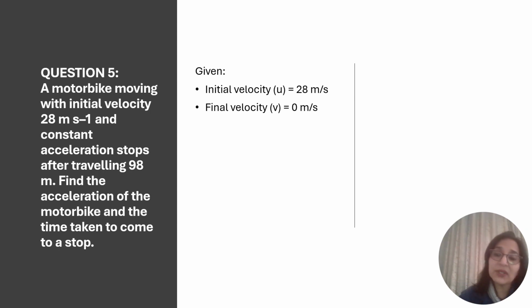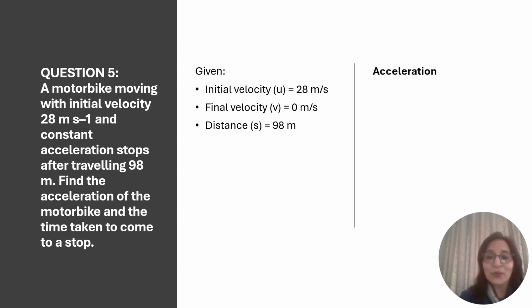Students, you have seen in the previous question that initial velocity was 0 because the car started from rest. But in this particular question, the initial velocity is 28 meter per second, but then it comes to a stop after traveling 98 meter. It comes to a halt, that means final velocity, denoted by small v, is 0 meter per second. What is the distance given? 98 meter. Now what do you have to calculate? Acceleration. Pause the video, try to do the calculation.